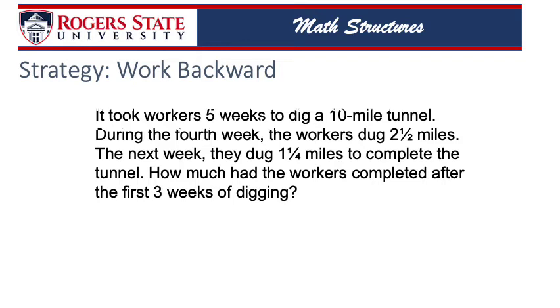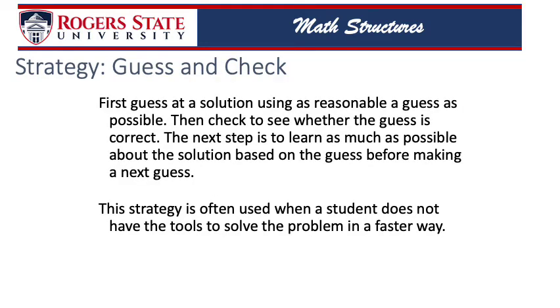Well, they had 10 miles to dig. They dug 3 3/4 miles here. So if we do our arithmetic, that means 6.25 miles the first time. You can look at this and say, well, they dug about 2 there and about 1 there, so that's 3. They had to dig 10. 10 minus 3 is 7. It should be somewhere a little less than 7. So one strategy that we use is what's called guess and check.